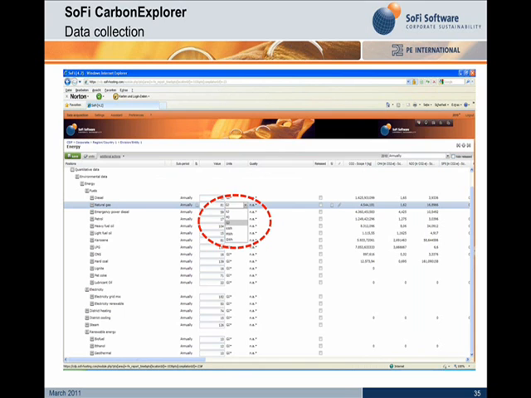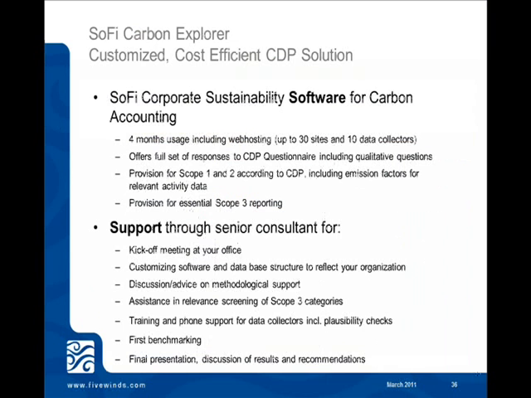The Carbon Explorer solution really includes two dimensions. One is the software tool, which is a customized tool. It's ready to go out of the box to be able to support your CDP reporting. And these are the characteristics of it. It's not a full SOFI solution, but it is much more affordable than a full SOFI solution. It gives you up to 30 sites and 10 data collectors, and gives you calculations for Scope 1 and 2 reporting, and you can also enter your Scope 3 information in there for reporting that as well.